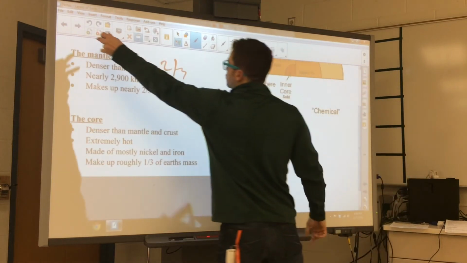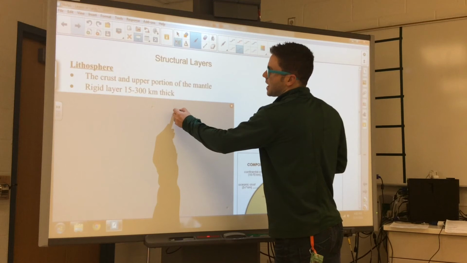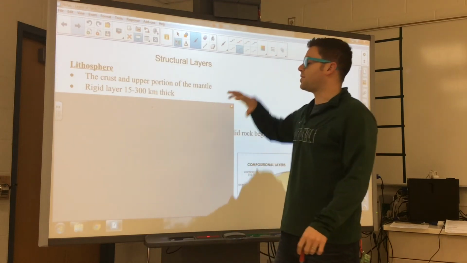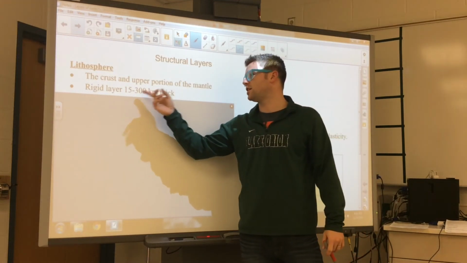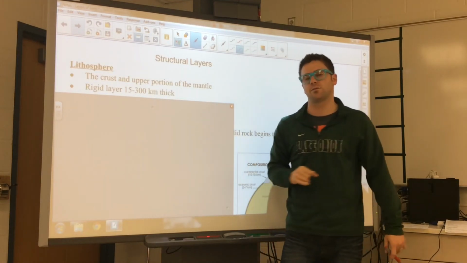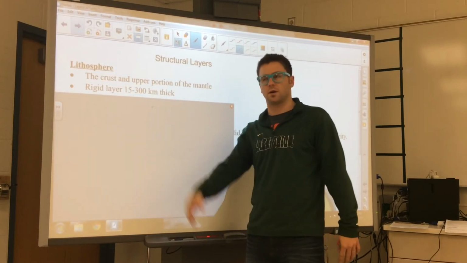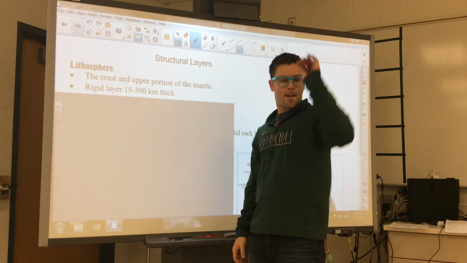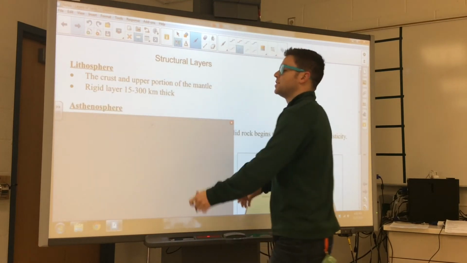Now let's take a look at the structural layers, right? Structural layers. The lithosphere is the upper rigid portion of the mantle, right? It's 15 to 300 kilometers thick, anywhere from 15 to 300. Where is it going to be 300? By the beach or in the ocean or in the mountains? In the mountains, right?